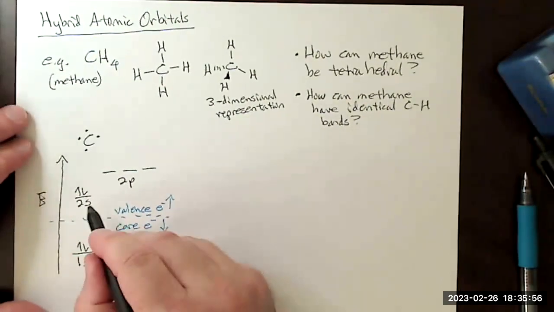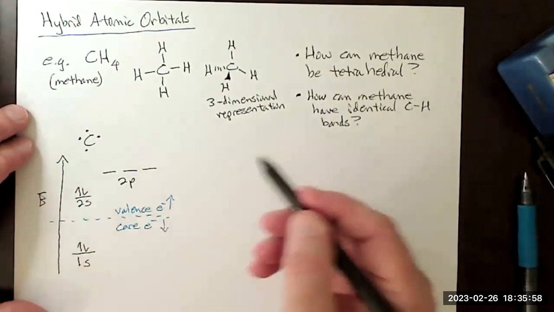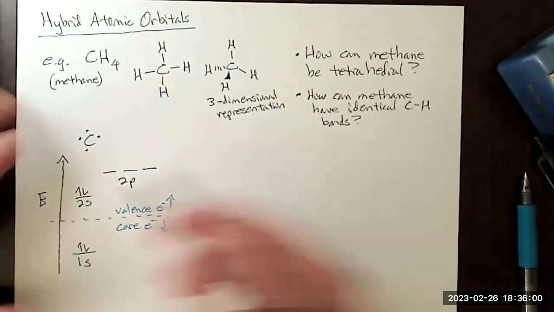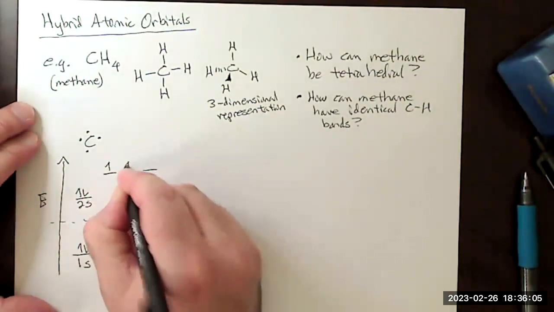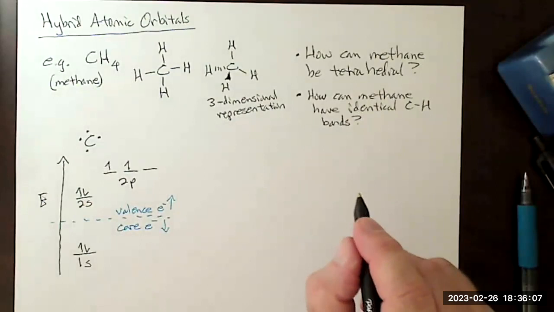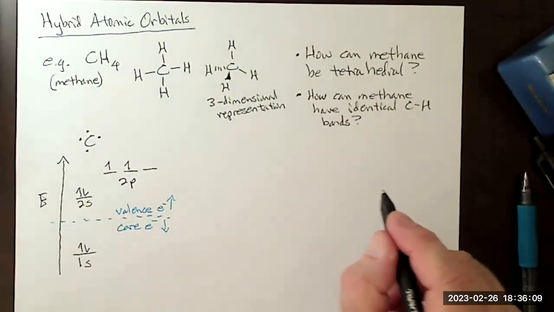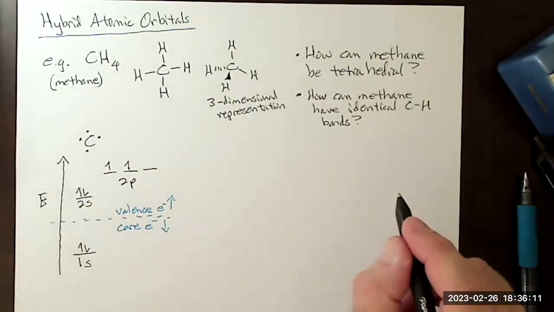So if I was going to fill these up, I'd of course put 2 in the 2s orbital. So I've got 2, 4, I've got 2 more, and electrons spread out before they pair up. Remember that from Chem 1A. That's Hund's rule, I believe.